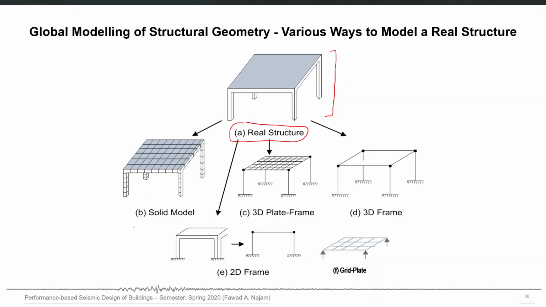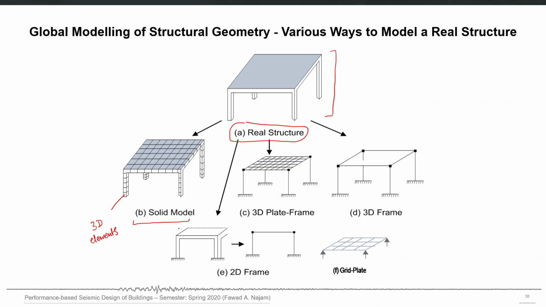One option to model this real structure is what we can call a solid model, in which we use solid three-dimensional elements. So all of these small elements are three-dimensional elements, and we use those elements to model the geometry of this whole structure. All of these elements are three-dimensional finite elements. So that model will be called a solid model.